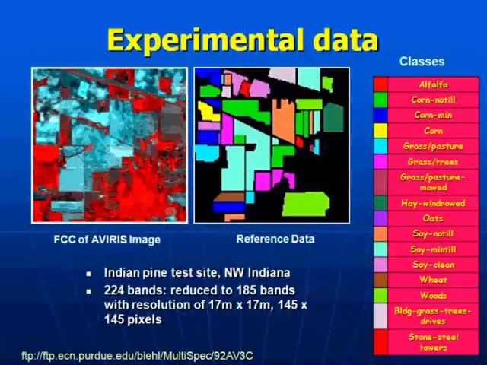So having understood the philosophy or the logic behind the neural network, spectral correlation mapper, and support vector machine classifier, let me now show you some results which we have obtained by applying these classifiers on a hyperspectral data set. This is again the same image, the average image of the Indian Pine test site, which we have used for classification purposes and which contains 16 crop classes.